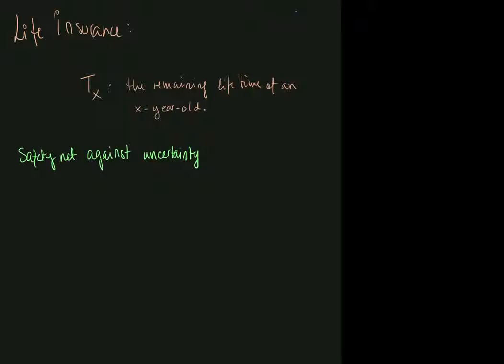So, for example, we buy bike insurances because we're uncertain whether our bike will be stolen or not. We buy fire insurances because we are uncertain whether or not our house will be burnt down by fire, and so on. And we buy life insurance due to the uncertainty that comes from the fact that we do not know our remaining lifetime. So the uncertainty comes from the fact that the remaining lifetime Tx is unknown.